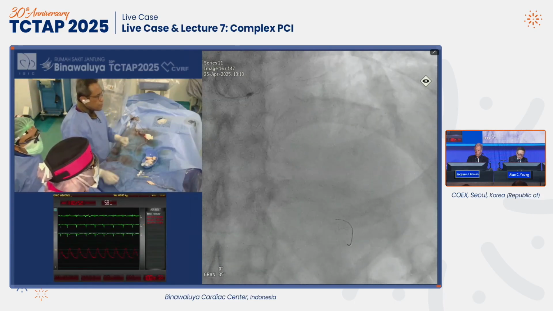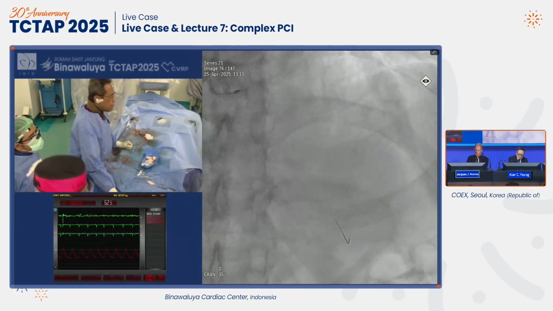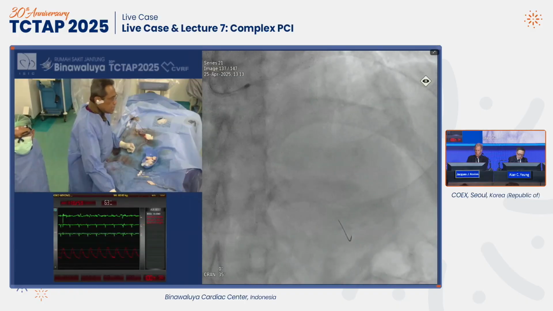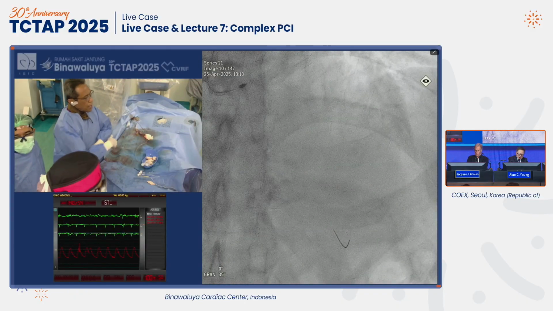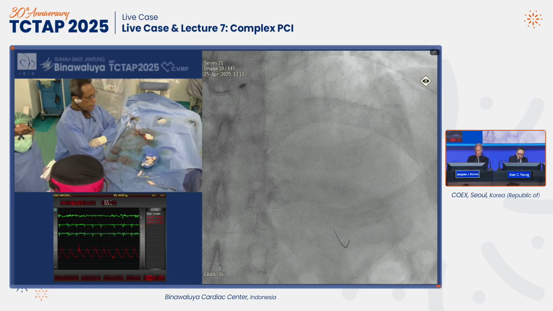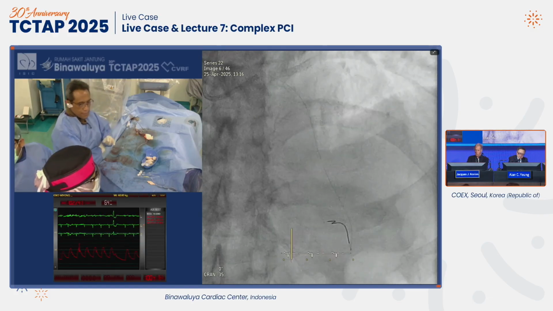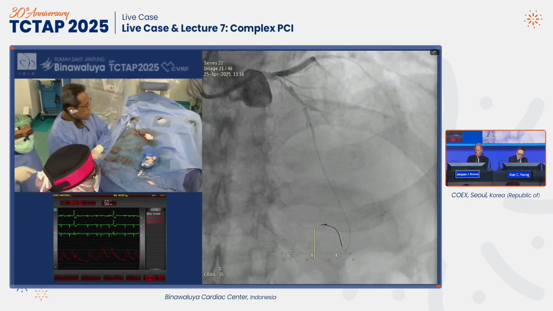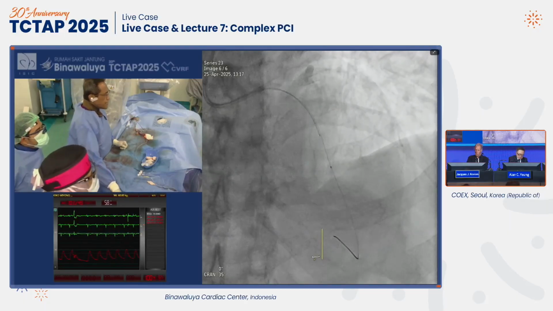One is with 190 thousand RPM, and then the second we do with 150 or 160 thousand RPM. So after this, we did an angiogram after rotablation. Then we do IVUS again.